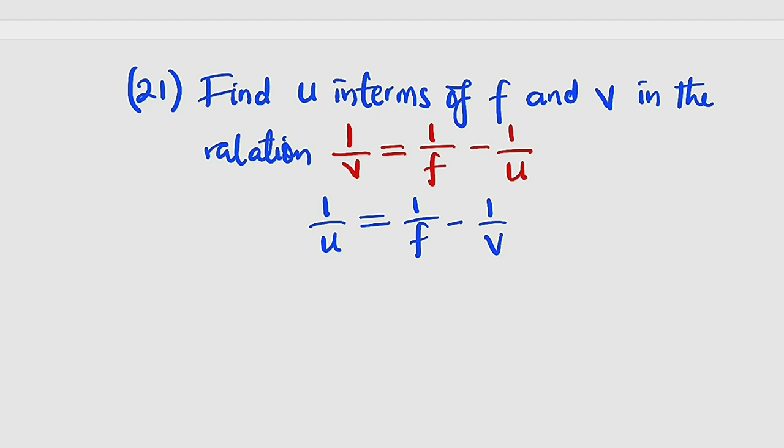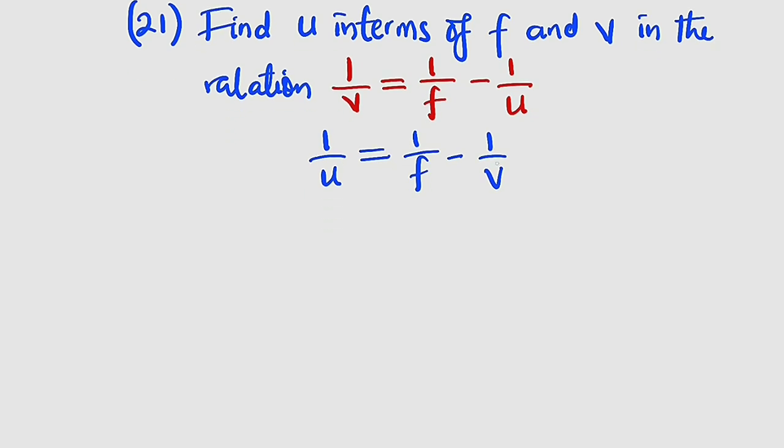Alright, let us simplify the right hand side first. You take v and multiply it by 1. That will give us v minus, because of this minus sign, f multiplied by 1, that is f, divided by the product of f and v, that is fv. This is equal to 1 divided by u.